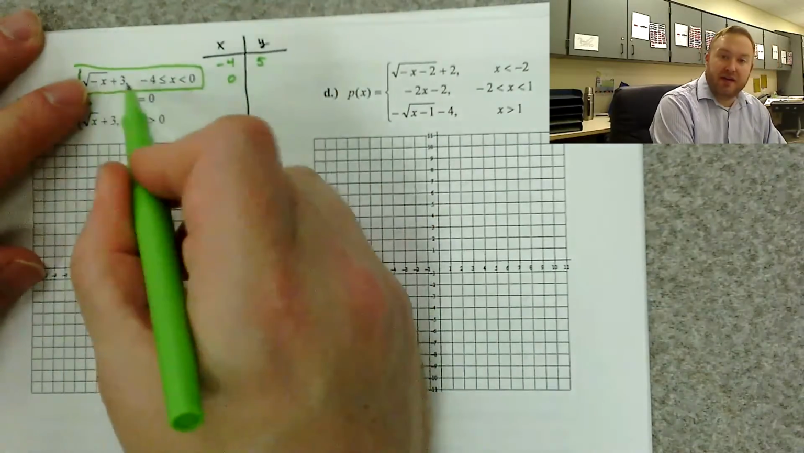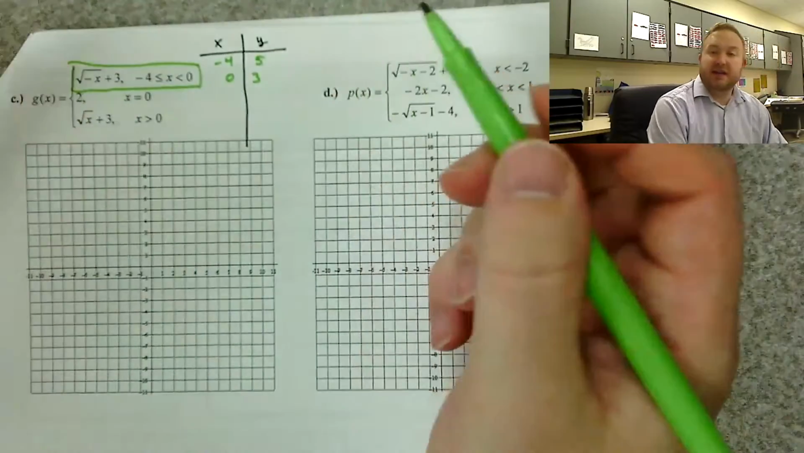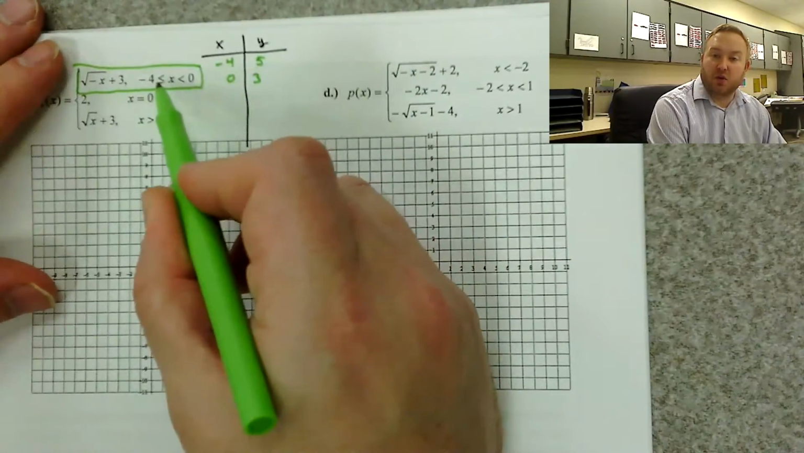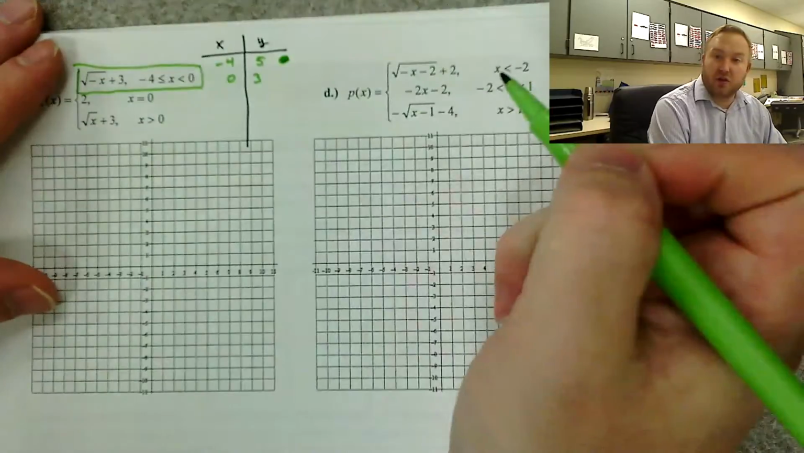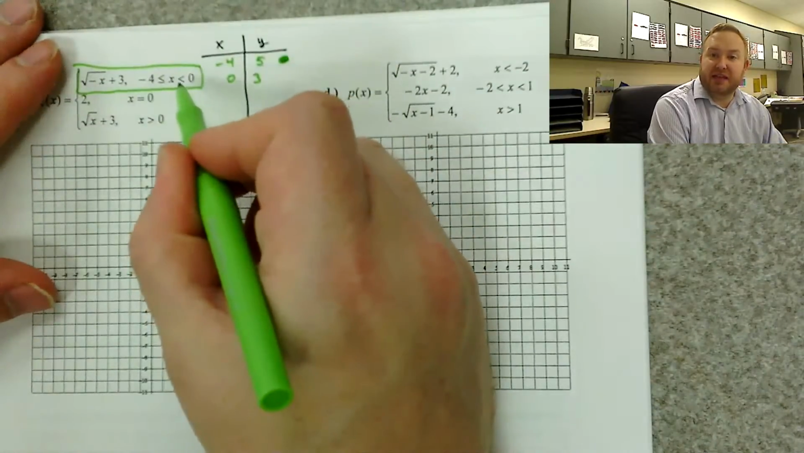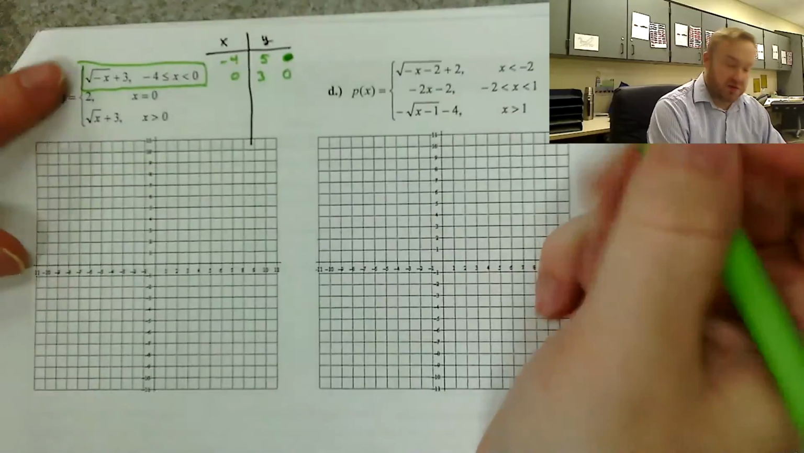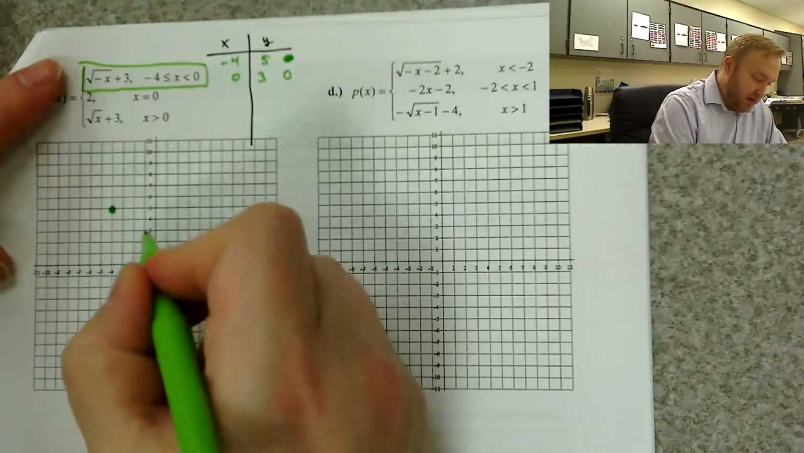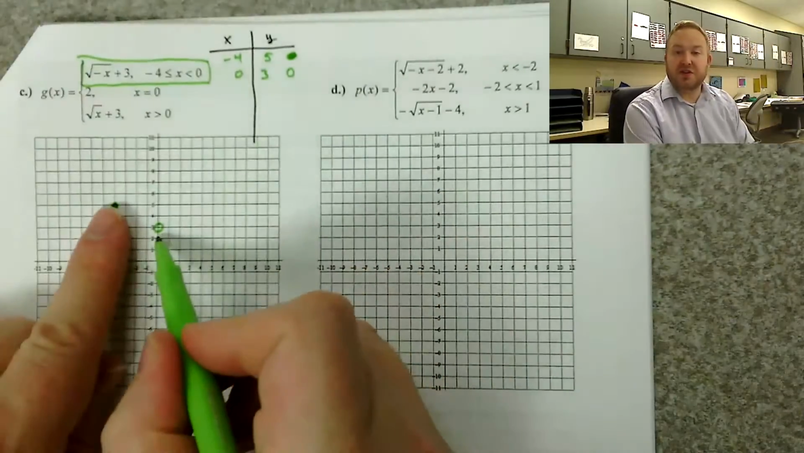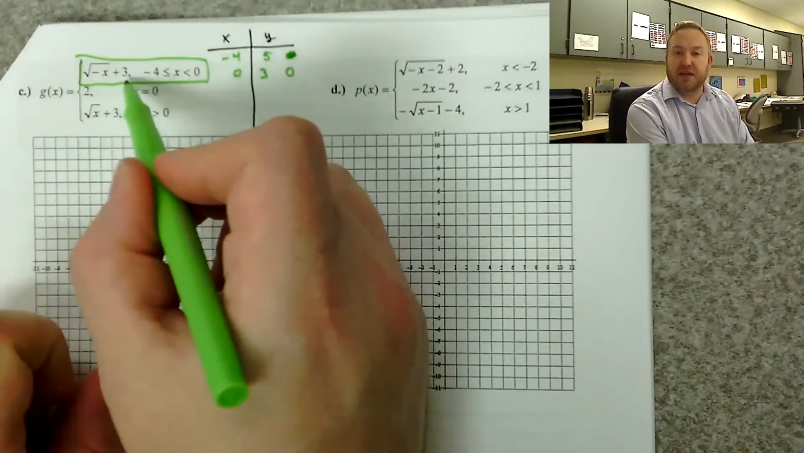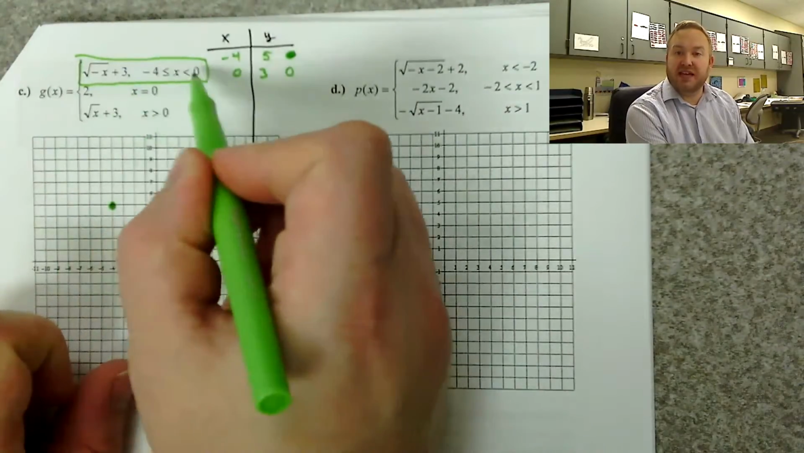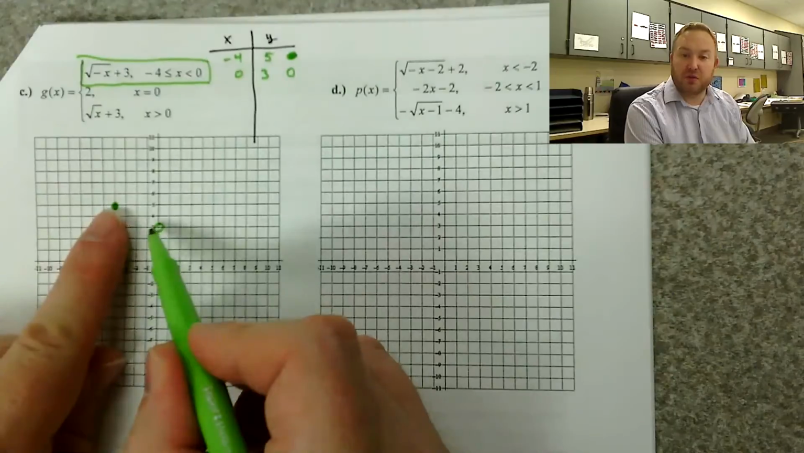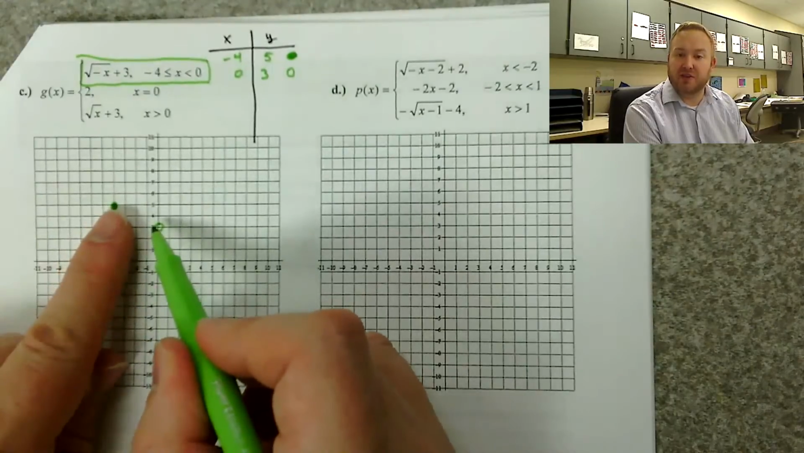If I put 0 in there, 0 plus 3 is 3. I need to decide which one's going to be open and which one's going to be closed. That -4 has an or equal to there, so this first point's going to be a closed circle. 0 does not have the equals there, so that second point's going to be an open circle. So -4, 5, closed circle. 0, 3, open circle. These are the end points of this piece. The rest of this graph is going to exist for x values in between -4 and 0, in between these 2 points.